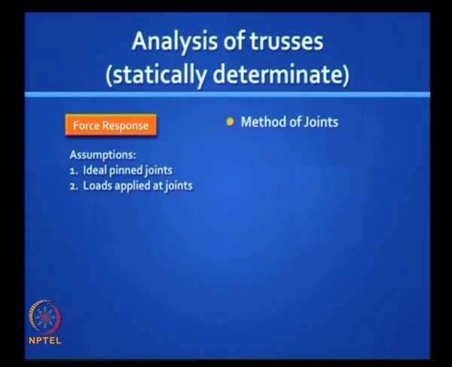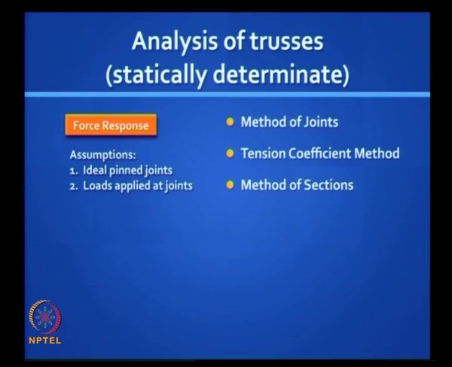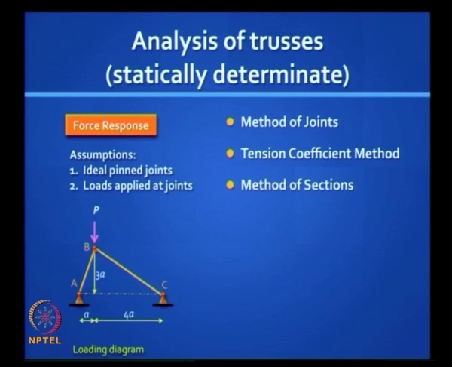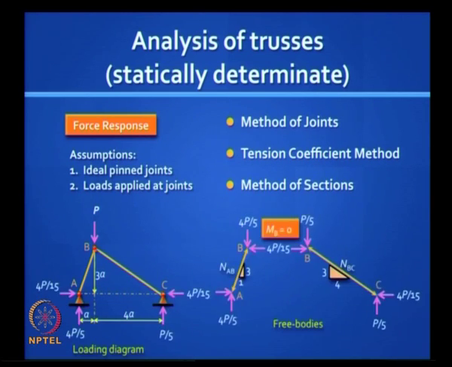There is a conventional method of joints, and there is a tension coefficient method, which is a generalized method of joints, which can handle any type of statically determinate truss with any loading. Then you have the method of sections, which should be intelligently applied to save time. Here is an example of a 2-bar truss. You can see that the calculations are very easy to work out.